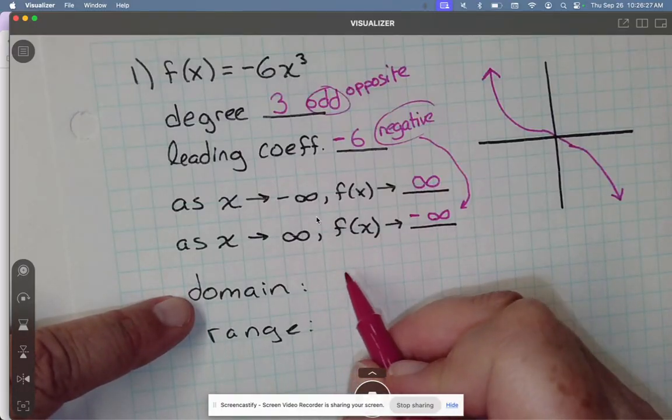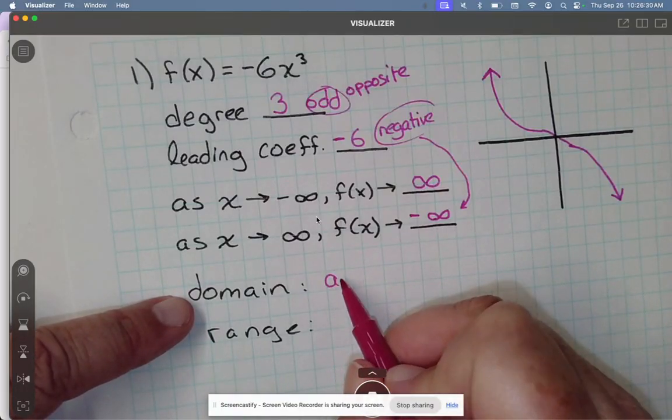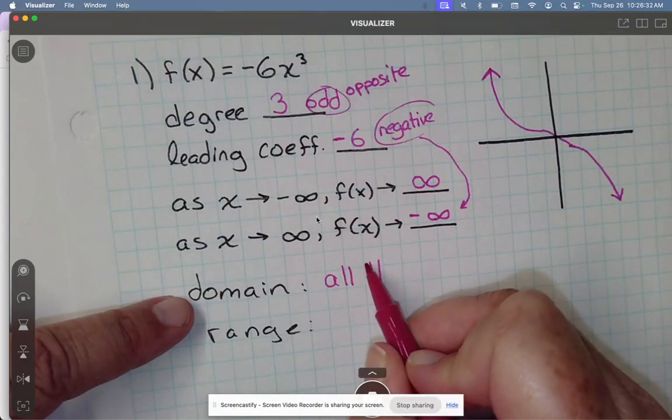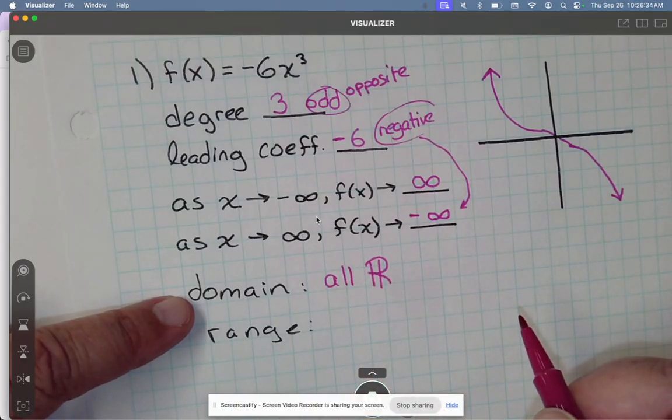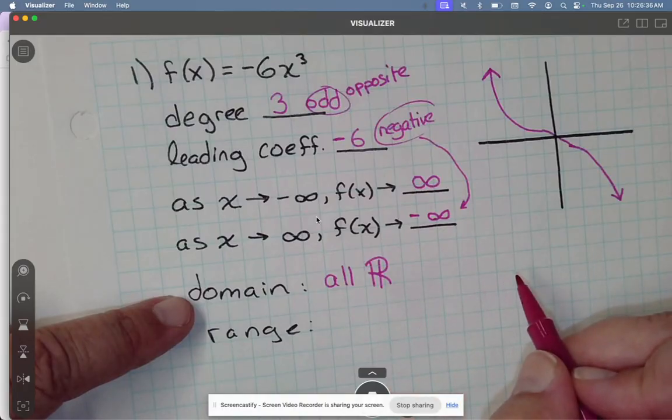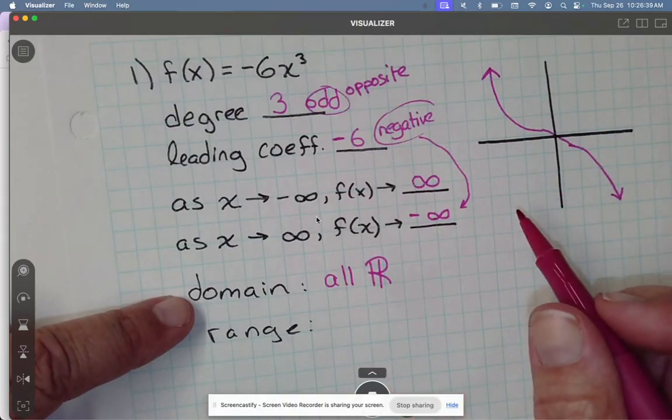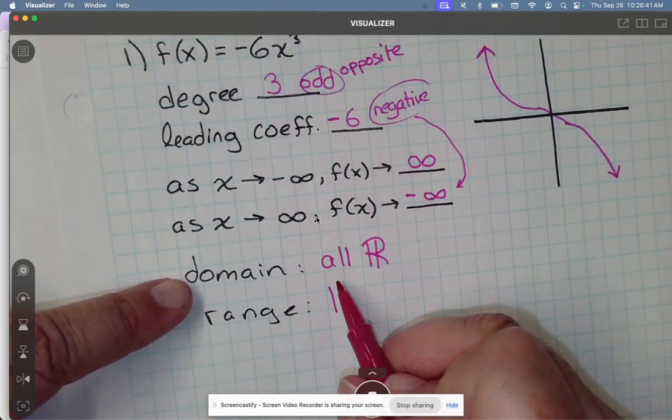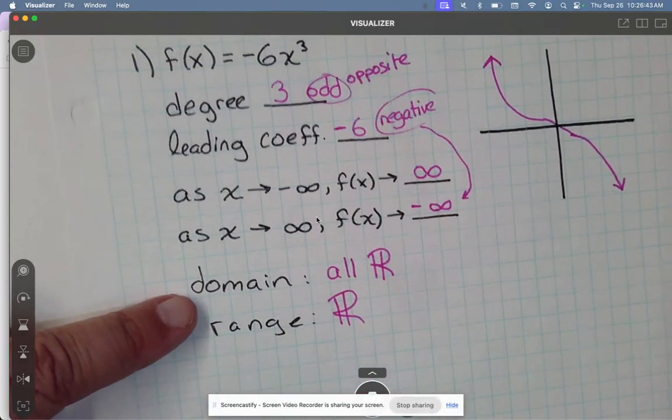Well, you may remember for all polynomials, our domain is going to be all real numbers. So you can just write that cool real number abbreviation. You can write all real numbers. The range for all odd functions is also all real numbers.